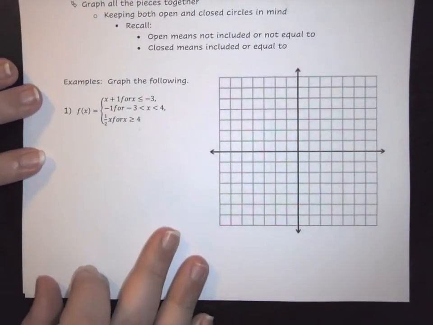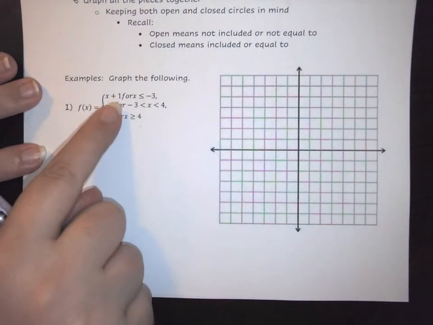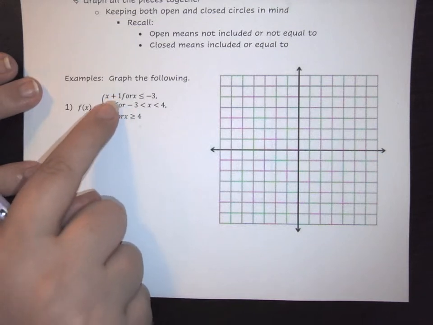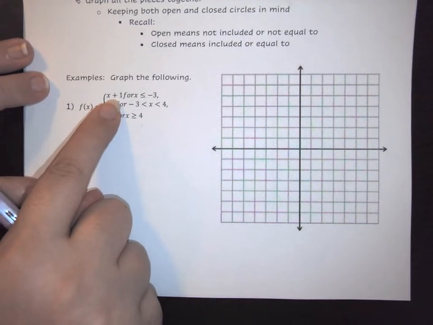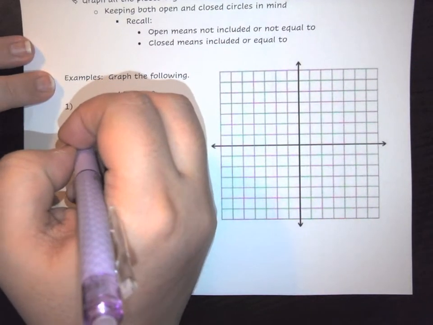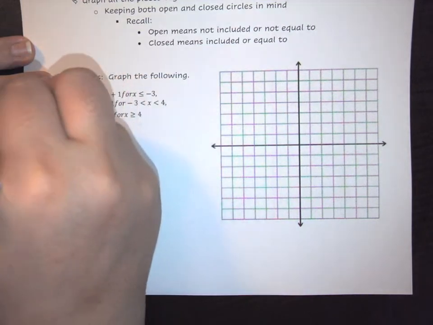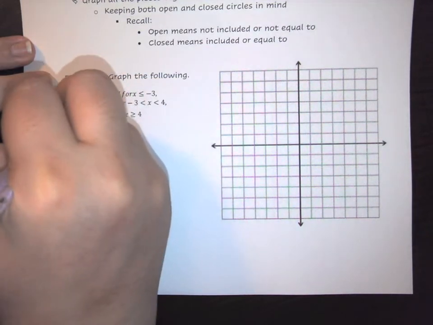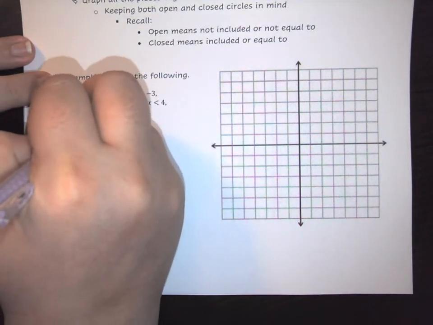Okay, so here what we have to do is I have 3 equations again, and I need to graph each of these 3 equations on their own. So let's start with this top one here. So we're going to set up our graph where we have x, and then we're going to use that y is equal to x plus 1.